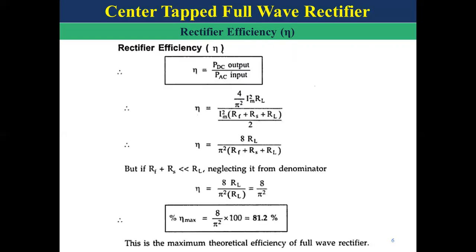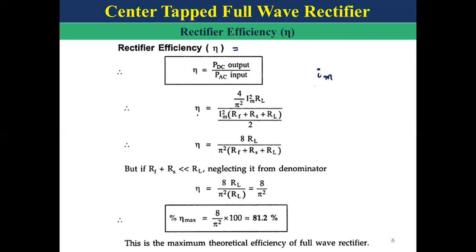Then rectifier efficiency. Rectifier efficiency is defined as the ratio of DC output power delivered to the load to the AC input power supplied. So this rectifier efficiency represents how much AC input power is converted into the DC output power. So rectifier efficiency is equal to DC output power by AC input power. We already calculated DC output power and AC input power.